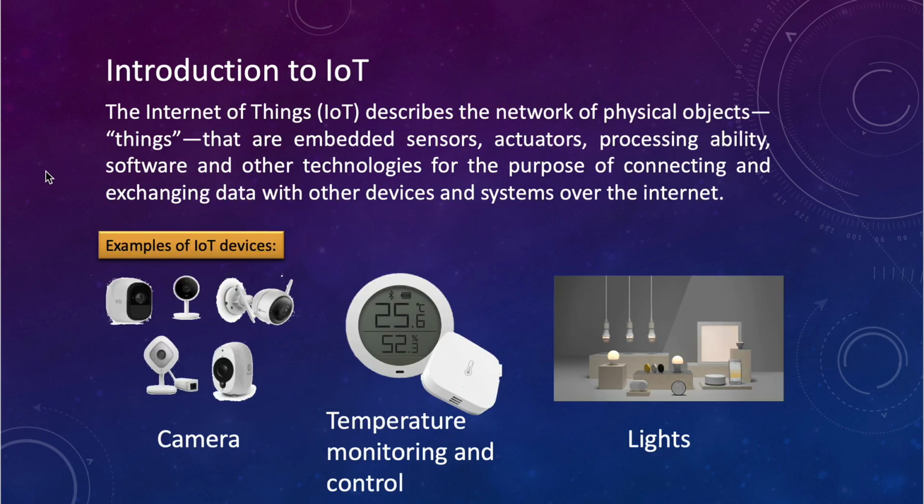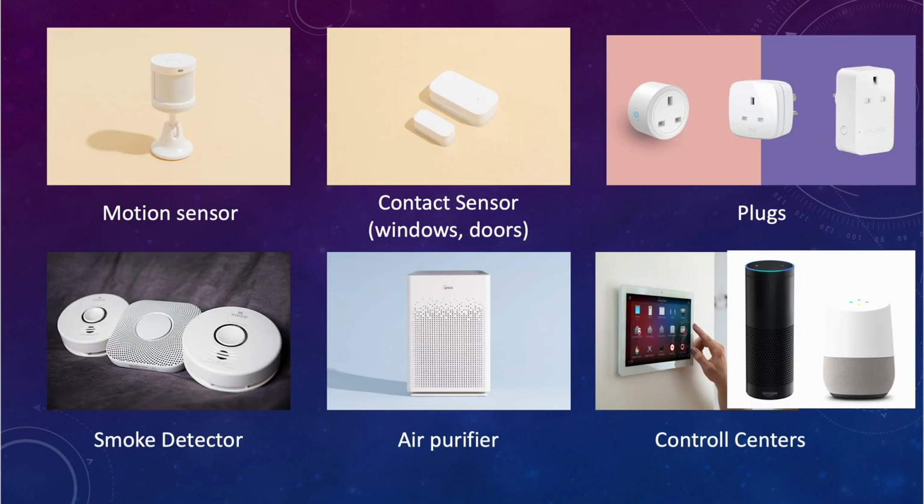Internet of Things describes the network of physical objects or things that are embedded with sensors, actuators, processing abilities, software, and other technologies for the purpose of connecting and exchanging data with other devices over the internet. We talked about examples, as you can see: cameras, thermostats, lights, motion sensors, and so on, right? We talked about some control units as well. Control sensors, it could be a small touch panel in your home, Alexa, a control center, your smartphone, it could be anything.